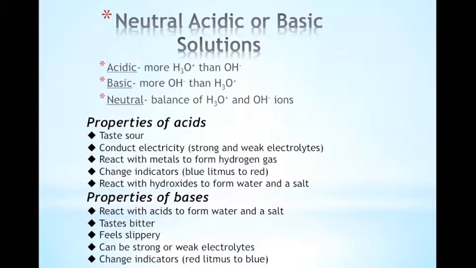The properties of bases have some similarities and some differences. An example of that is that acids and bases can react with one another to form water and salt. So that's a little nifty idea. And bases can be either a strong or weak electrolyte also. Different from an acid, bases taste bitter and feel slippery. They also change the indicators from red litmus paper to blue.